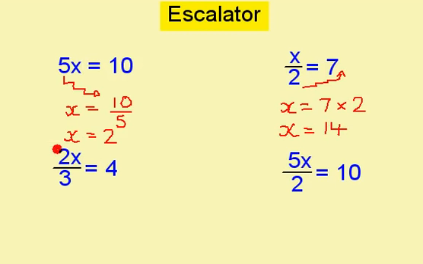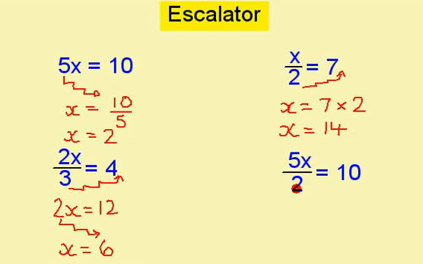This question looks more complicated, but we're just going to do 2 escalators. The 3 is going to go up the escalator, leaving me with the 2x equals 4 times 3, remember, that's 12. Now the 2 is going to go down the escalator, which gives me 12 divided by 2, which is 6.